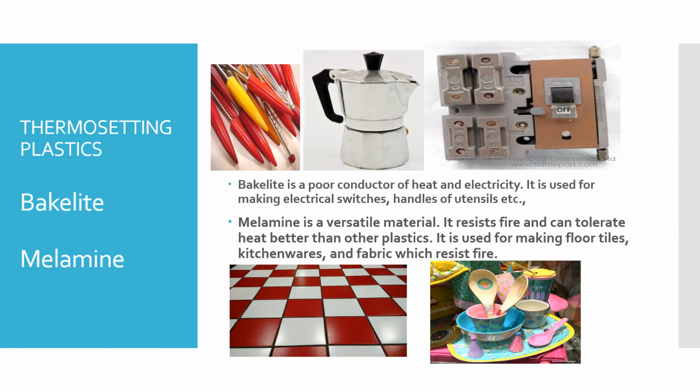Some examples of thermosetting plastics are Bakelite and Melamine. Bakelite is a poor conductor of heat and electricity. That's why it is used for making electrical switches, handles of various utensils, etc. What is melamine? Melamine is a versatile material and it resists fire and can tolerate heat better than other plastics. So, it is used for making floor tiles, kitchenware, and fabrics which resist fire.